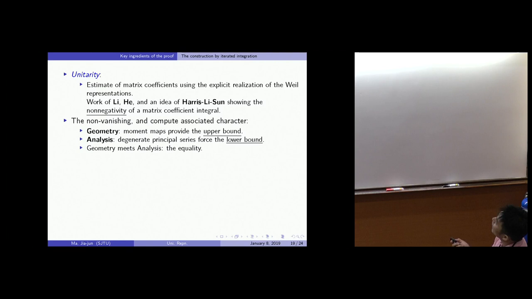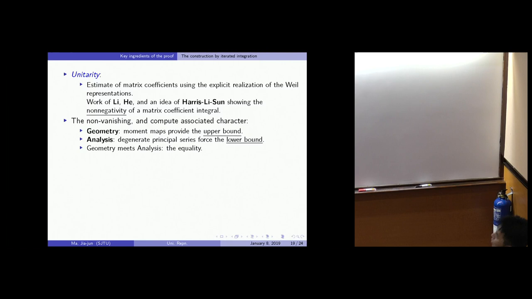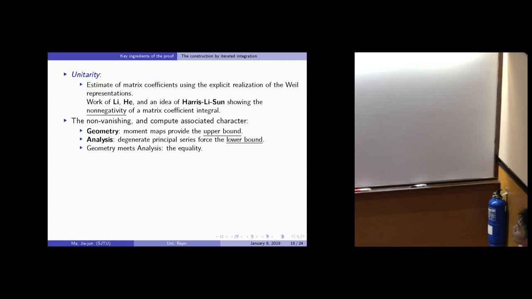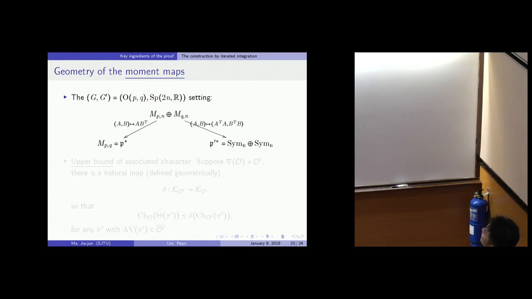Then you should use some geometry from the moment map. Basically, you compute the associated character of this one and show that it's actually what you want. There are two bounds, and we show that these two bounds actually match. One bound is from the geometry of the moment map, which will give you an upper bound, and the analysis from the degenerate principal series will give you the lower bound.